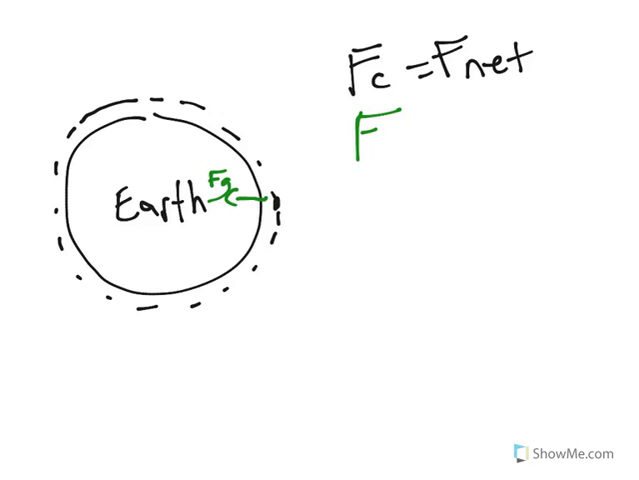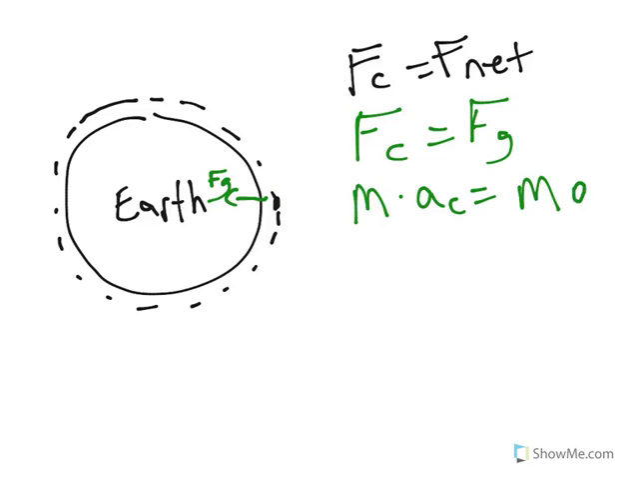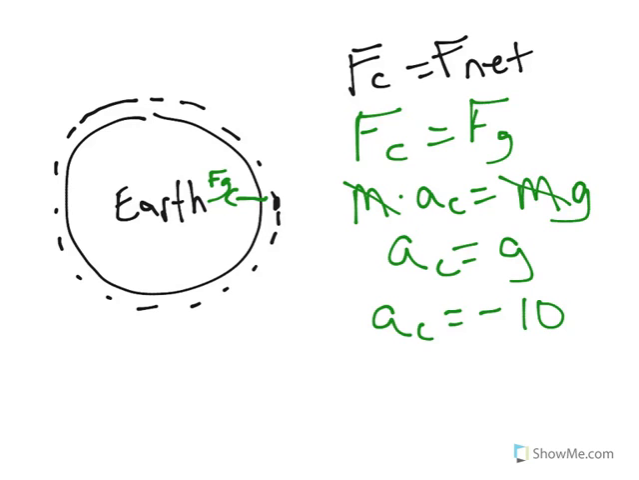So the centripetal force, since it's equal to the net force, has to be equal to the force of gravity. If that is the case, then mass times centripetal acceleration has to equal mass times the acceleration due to gravity. Masses cancel, and we're left with centripetal acceleration equals g. Or, another way to write this is a_c would equal negative 10 meters per second squared. Well, we can just call it 10 because it's going in a circle and there's no need to have negatives in the circle. So we'll just call it 10 meters per second squared. That is our centripetal acceleration.